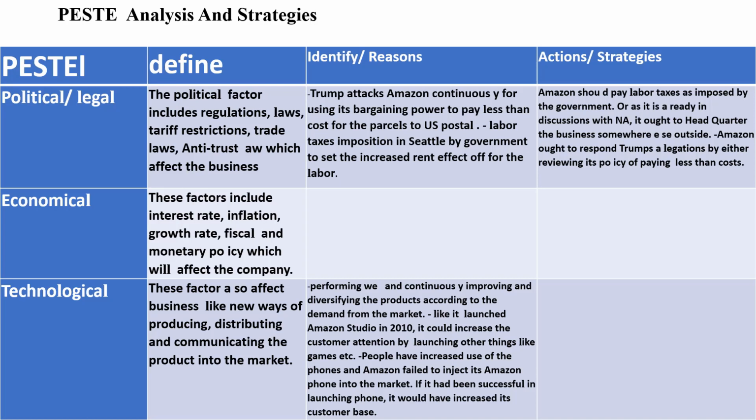Labor taxes are imposed by the government to set the increased rent effect for the labor. Strategies: Amazon should pay labor taxes as imposed by the government, or as it is ready in the discussions with NA. It ought to headquarter the business somewhere else outside. Amazon ought to counter the allegations by reviewing its policy of paying less than costs.